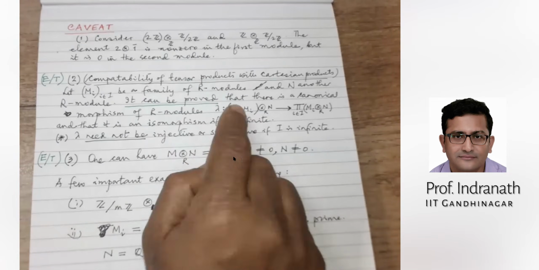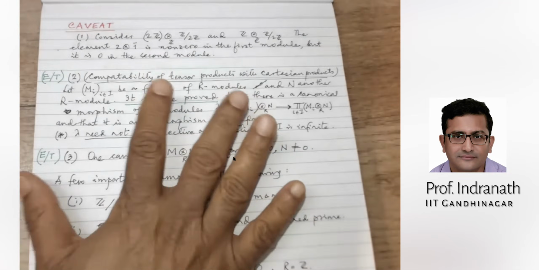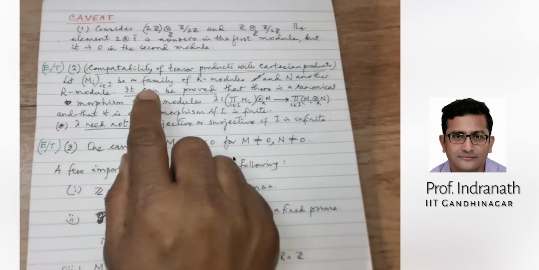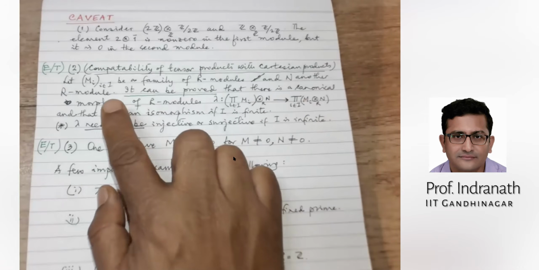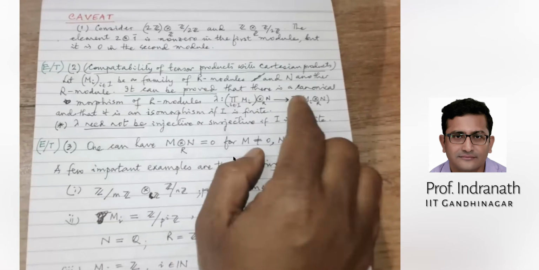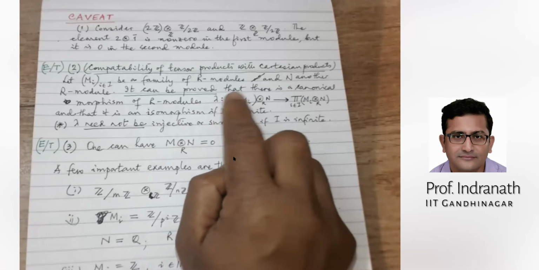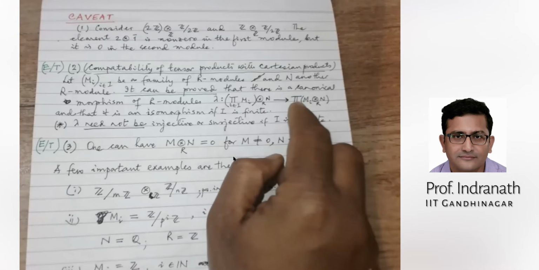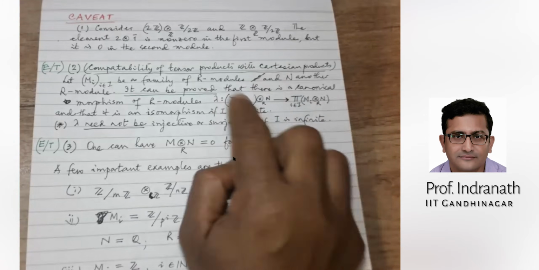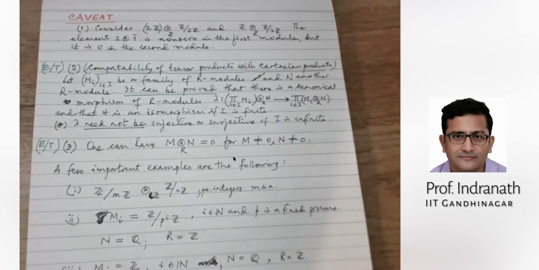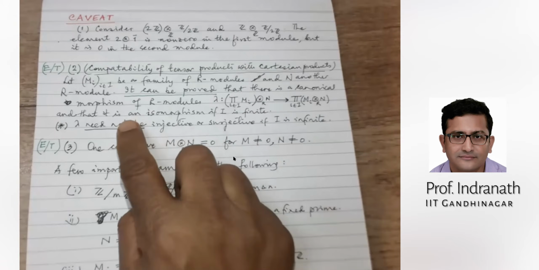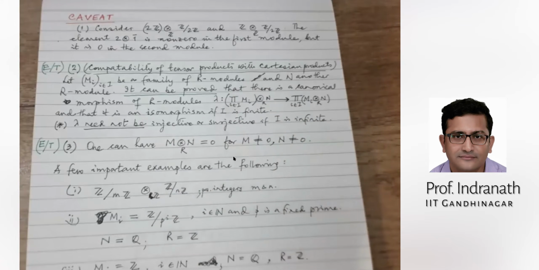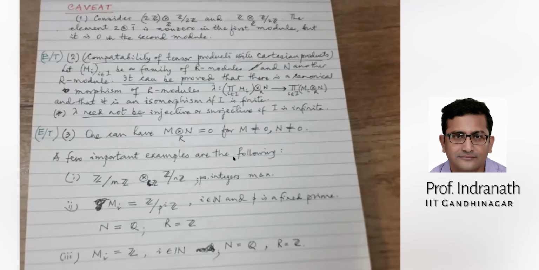Now let me read it out, because I would like to add this as a problem. In fact, the answer is here, but the verification is required. If you have a family of R modules M_i and N is another R module, then it can be proved that there is a canonical morphism of R modules from the Cartesian product of M_i tensor N to the Cartesian product of M_i tensor N. How do you prove this? This is the first part. Once again, appeal to the universal property. And this is an isomorphism if I is finite. That requires verification. But lambda need not be injective or surjective if I is infinite.